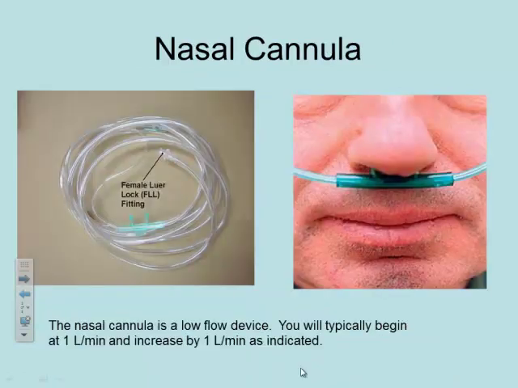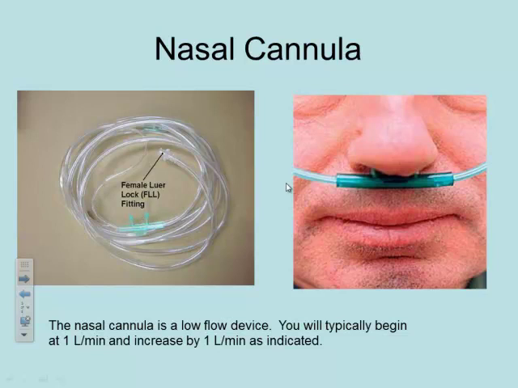So nasal cannula is a low flow device, and we typically begin at 1 to 2 liters per minute and increase by 1 liter per minute increments as indicated by the physician. So you can see the nasal cannula here.